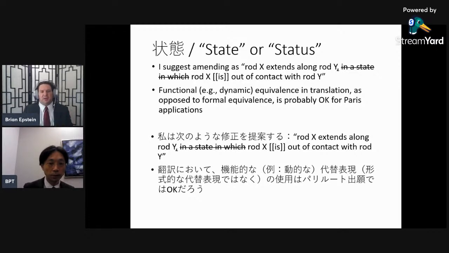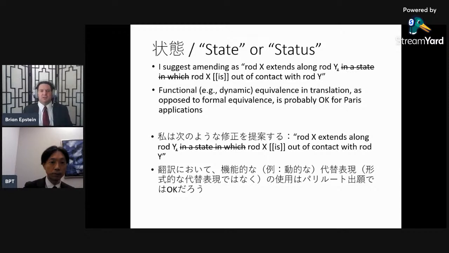And so what we're kind of talking about here in terms of translation theory is that functional, for example, dynamic equivalence in translation is probably okay for Paris applications. We don't necessarily need some formal equivalence where every word in the source material is translated as faithfully as possible into the target language. Instead, we can translate the meaning so that the effect of the translation is the same on the readers of the target language as in the source language, right? We don't need formal equivalence for Paris applications.